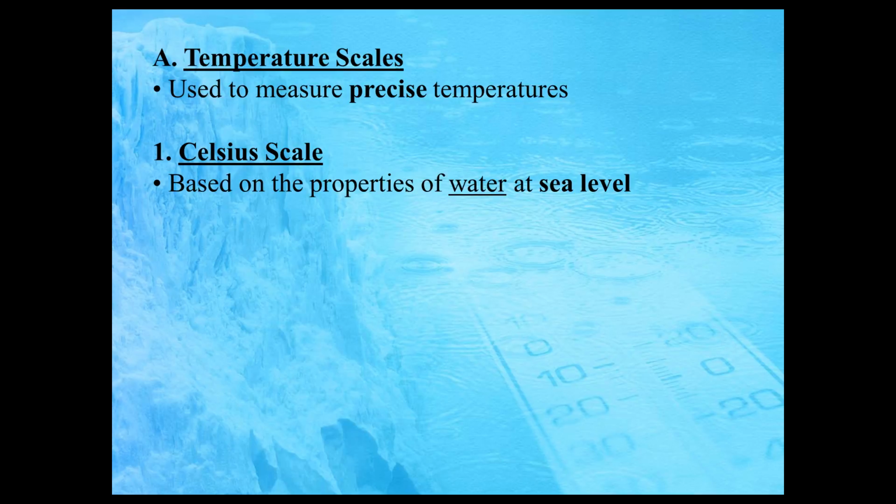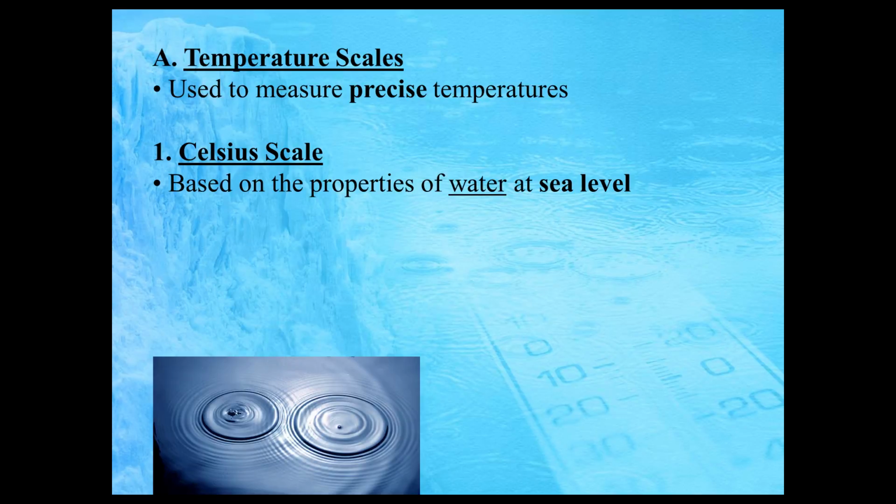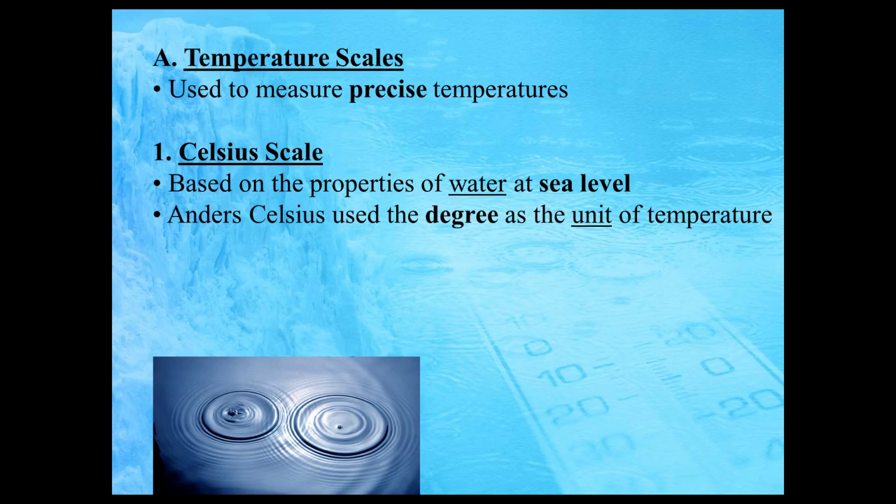At sea level, there is a certain atmospheric pressure, and as you start to go up from sea level, the atmospheric pressure starts to lower, which does have an effect on temperature, which we'll get into in the next lesson in this unit. The unit of measurement for the temperature for the Celsius scale is the degree Celsius.